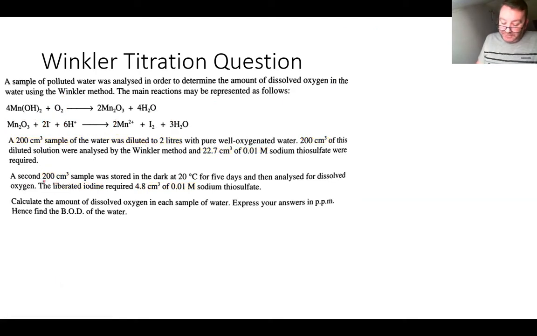Okay, so the second one then says, a second 200 centimeter cube sample was stored in dark at 20 degrees for 5 days, analysed, and this time we're told 4.8 centimeters cubed. So again, we've got our I2 being titrated against S2O3 2 minus. So that's V1, M1, N1, V2, M2, N2.